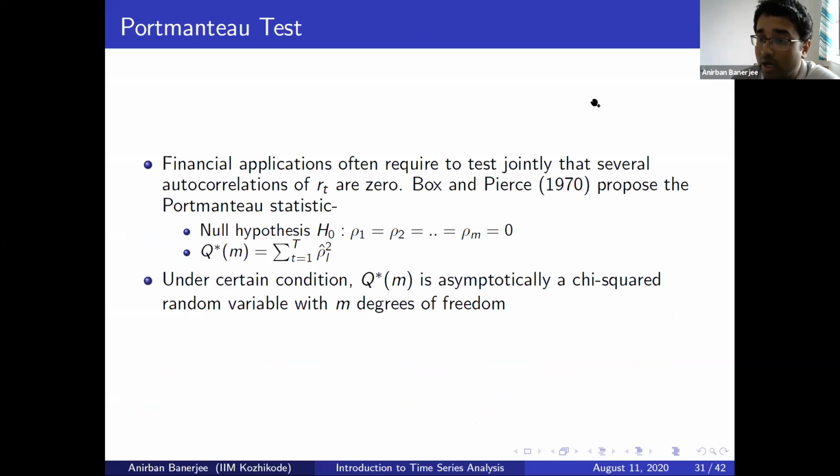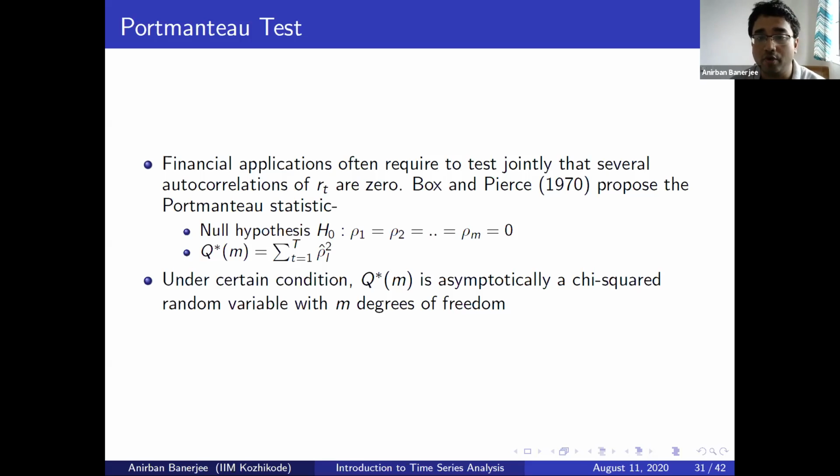In statistical financial applications, we often need to test jointly that several of the autocorrelations are together zero. It is not to test whether rho 1 is 0, rho 2 is 0, rho 3 is 0. We want to test our null hypothesis, which is rho 1, rho 2, up to rho m, everything is 0. So we just want to specify what m is.